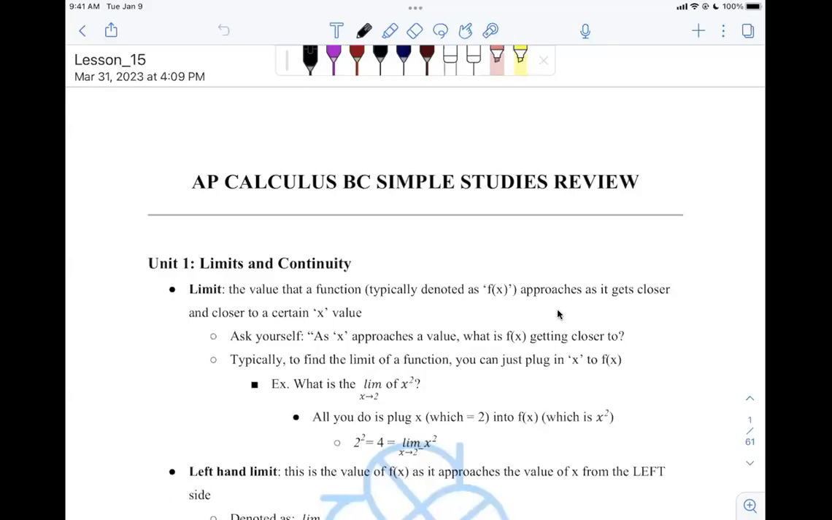Hello, everyone. This is Calculus Lecture 15. This is the very last lecture, and today we're just going to go over everything we've done so far.